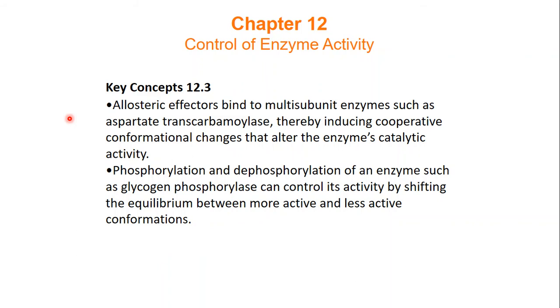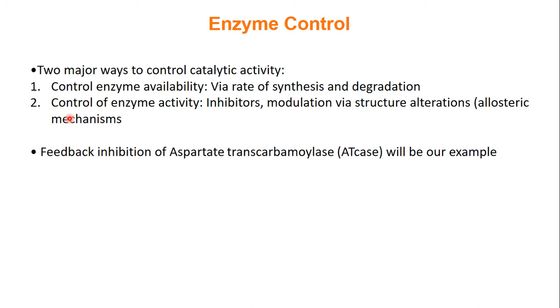In this video, we're going to look at how we can control enzyme activity. And there's two major ways that you can control enzyme activity. One is that you control how much enzyme is actually available inside the cell. So you can either increase or decrease the rate of synthesis of enzymes, or increase or decrease the rate at which you destroy enzymes.